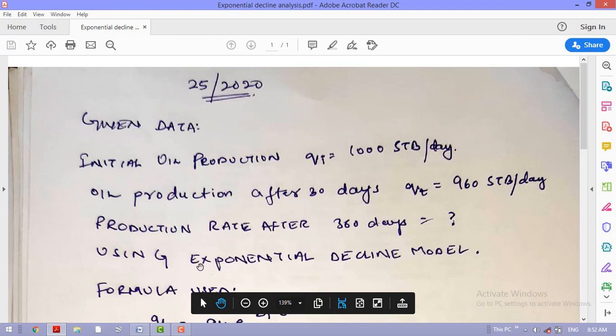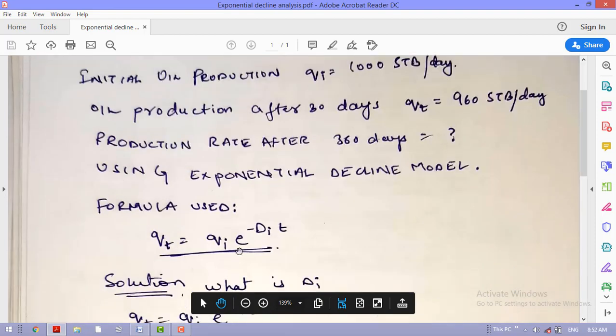If you know what the exponential decline model is, you may even know the formula, which is QT equal to QI exponential to the power minus DI into T, where T is the time period for a particular time we are using, right?